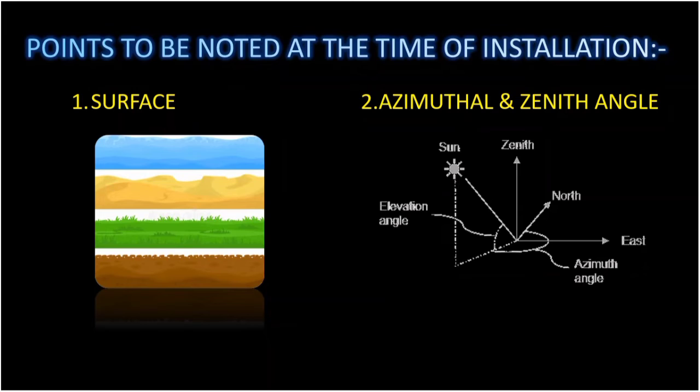on the solar panels. Second one is azimuthal and zenith angle. The solar azimuthal angle is the azimuth angle of the sun's position. The horizontal coordinates define the sun's relative direction along the local horizon, whereas the zenith angle defines the sun's apparent altitude.